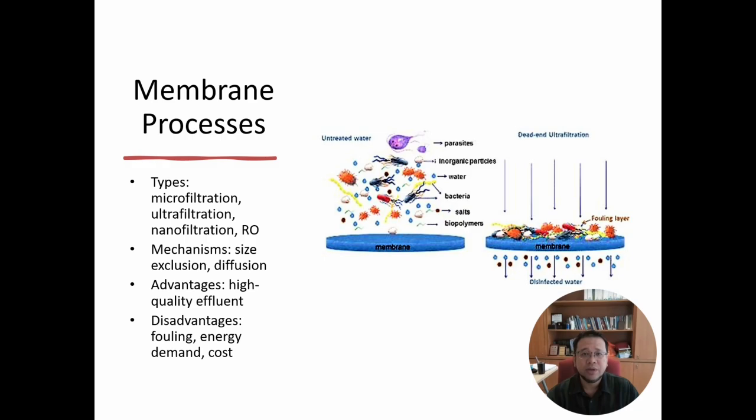Membrane treatment involves filtering water through a semi-permeable membrane. Different membranes have different pore sizes. For example, there are microfiltration, ultrafiltration, nanofiltration, and reverse osmosis. Membrane systems can achieve very high effluent quality and are used in industries, recycling systems, and advanced water treatment. Major disadvantages include membrane fouling, high energy cost, and relatively expensive maintenance.